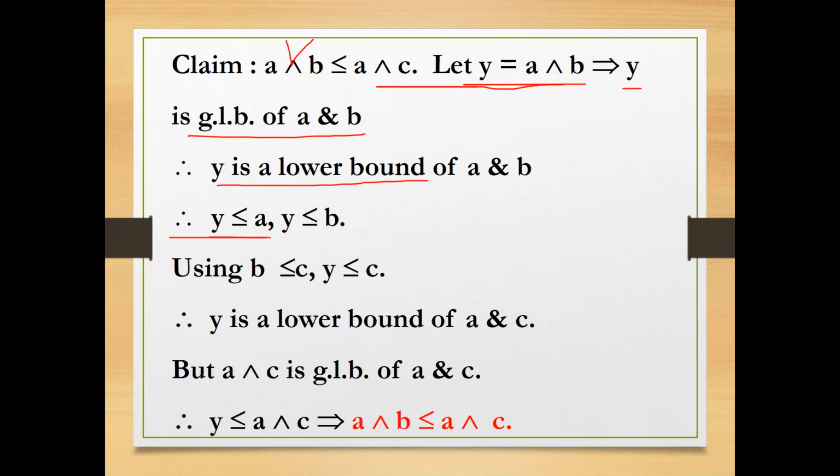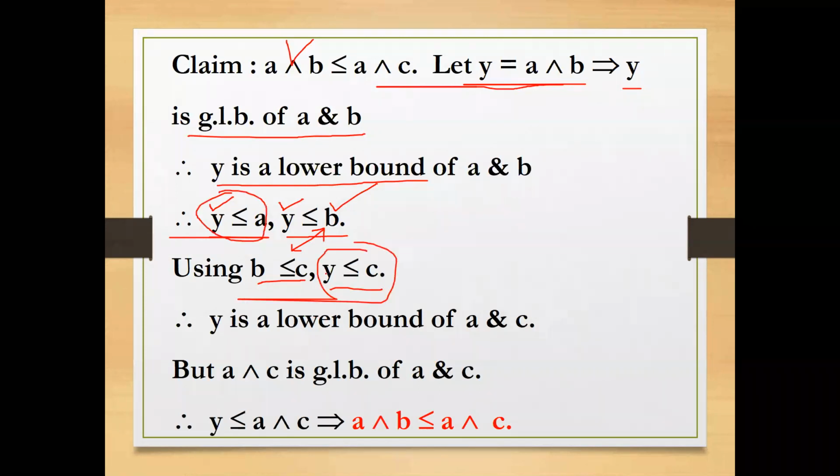If y is a lower bound, that means y occurs on the left hand side of both the elements, y less than or equal to a and y less than or equal to b. Now using the same result, b less than or equal to c, and here we have y less than or equal to b, so again using the transitivity property, we have y less than or equal to c. Now y less than or equal to c and y less than or equal to a. Consider these two values. The y occurs on the left hand side, so y is the lower bound of a and c. But a meet c is the greatest lower bound of a and c.